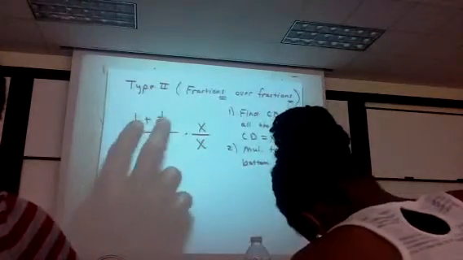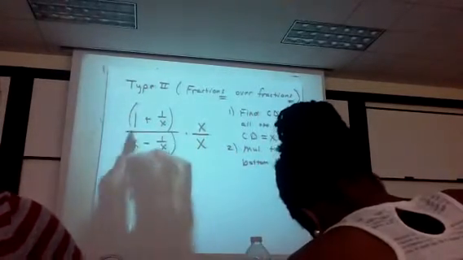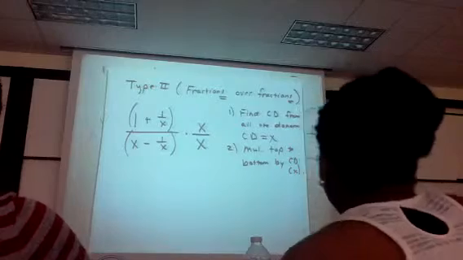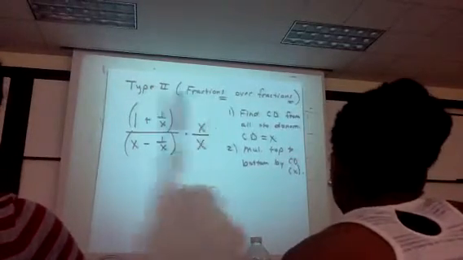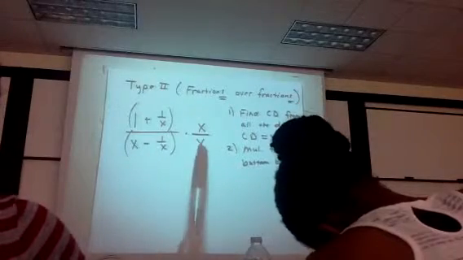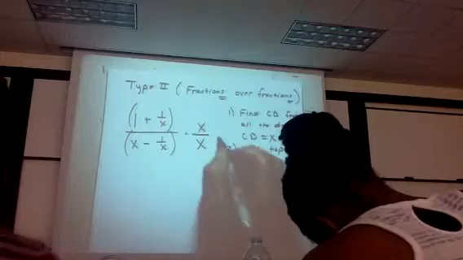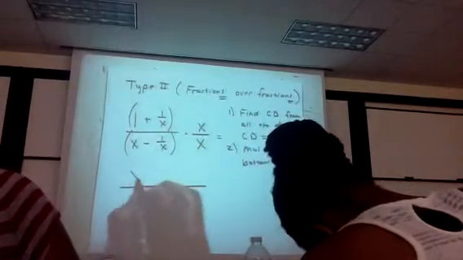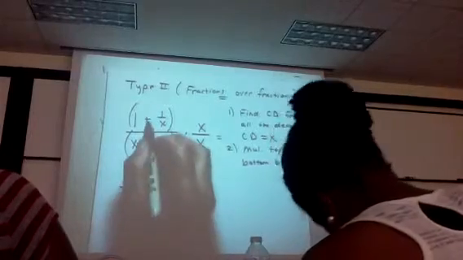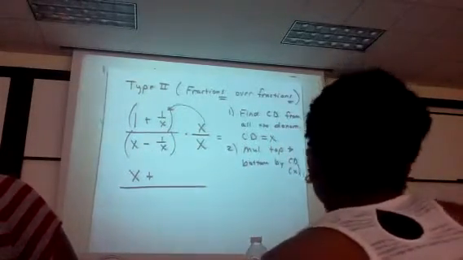Hey, I got two parts here. I got two parts there that I'm multiplying by x. What property? Distributed, right? So I have to multiply the x times the 1, the x times the 1 over x, the x times the x, the x times the minus 1 over x. Okay, here we go. x times 1, that's easy. x plus x times.